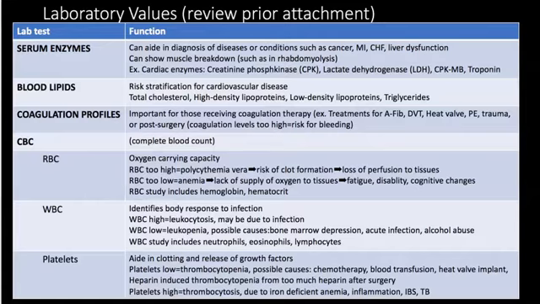When things are high, that's leukocytosis, which could be due to an infection. When things are low, that would be termed leukopenia, and that could be caused by bone marrow depression, acute infection, or even alcohol abuse. The white blood cell studies are further broken down to look at the neutrophils, the eosinophils, and lymphocytes, to get a better picture.